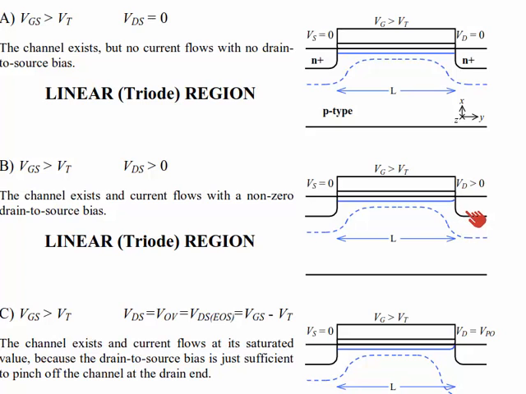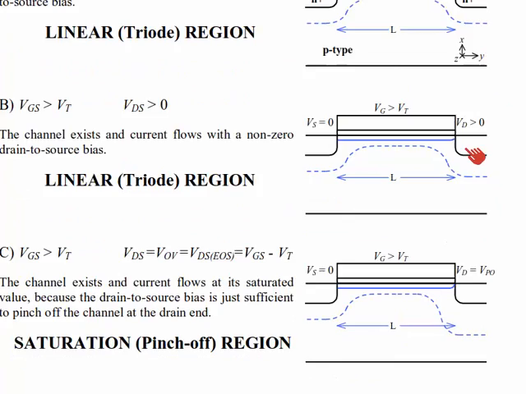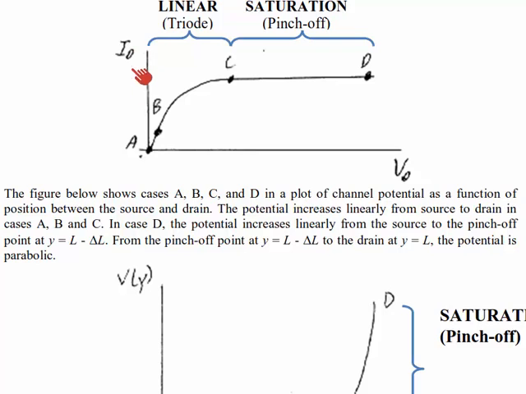Okay, so if we compare the current in case A and B, we should have a greater current in B than in A. We can plot that on a current-voltage characteristic shown on the next page. We plot the drain current versus the drain-to-source voltage in case A. 0 volts VDS gives us 0 current.